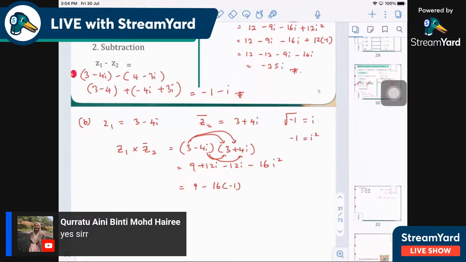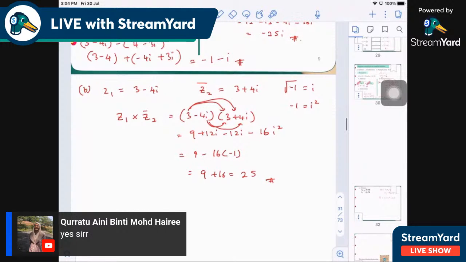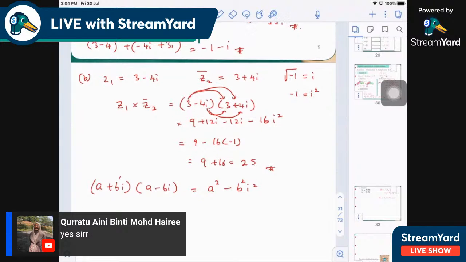Done. Okay, that's all. So what we can conclude over here is that if a plus bi times a minus bi, we can get a times a, which is a squared, minus b squared i squared, because bi times negative bi is minus b squared i squared. But because i squared is negative 1, from here I can tell you this is just a squared plus b squared. So if I multiply with the conjugate, you can conclude this formula over here. Can you understand, class? This is the formula which we can conclude.